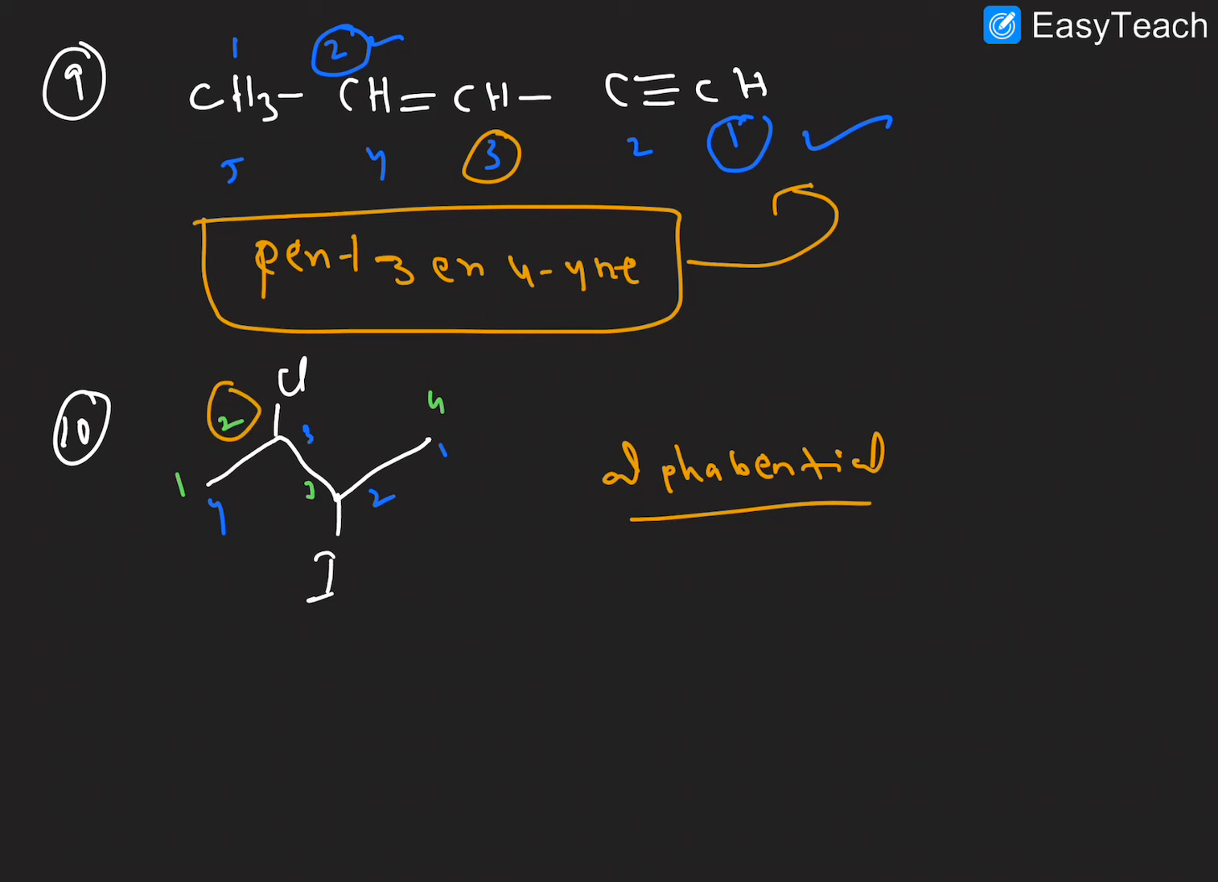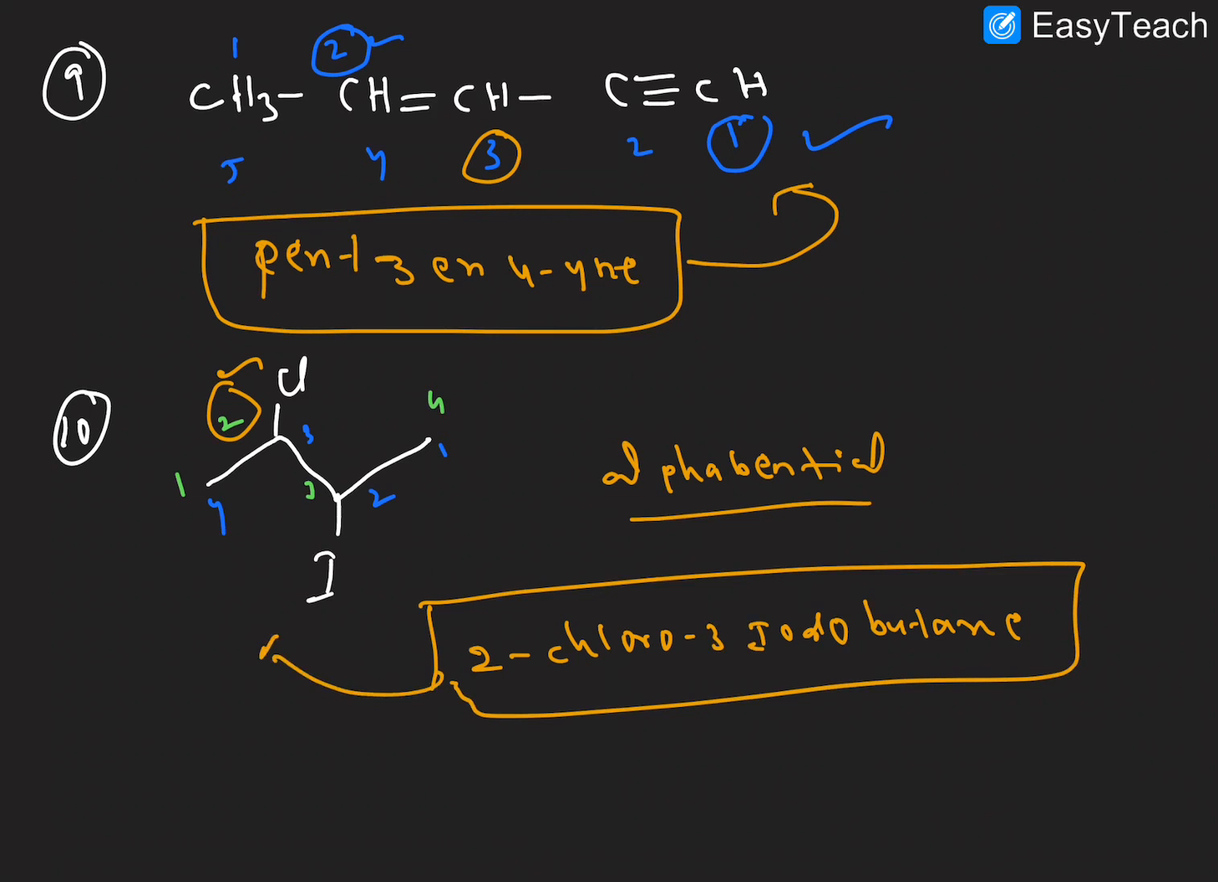Which is first alphabetically? Chlorine. So this green numbering we have to follow. Okay, so what is the name here? The 2 position is 2-chloro, and the 3 position is 3-iodo, and the number of carbons is 4, that is but, and all the carbons have single bonds, so butane. So this is the name of this compound, right?